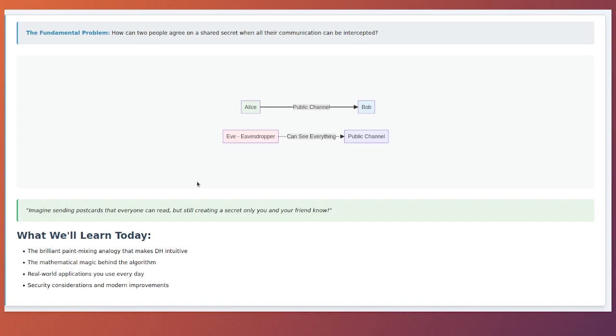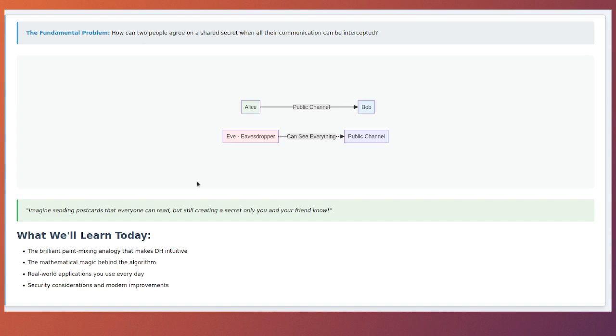Today, we're going to demystify one of the most elegant concepts in cryptography, the Diffie Hellman key exchange. Don't worry if you're not a math wizard. I'll explain this using simple analogies that anyone can understand.